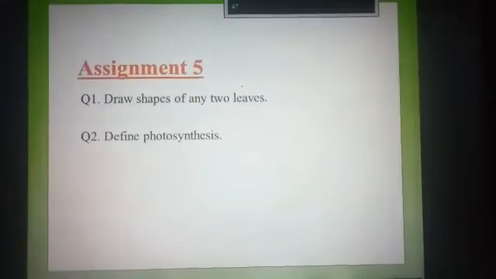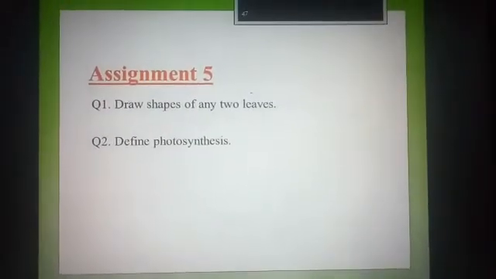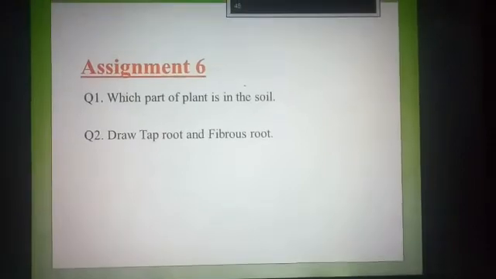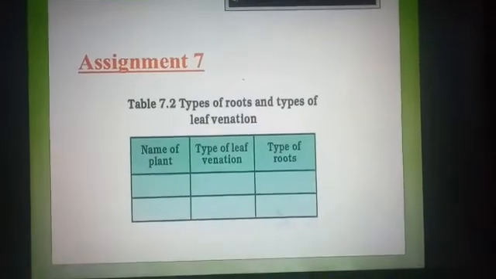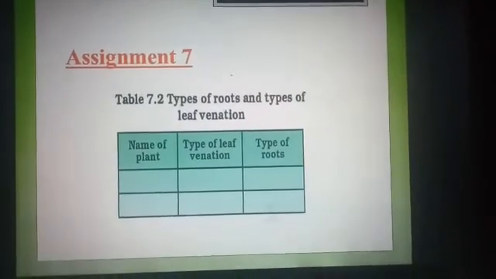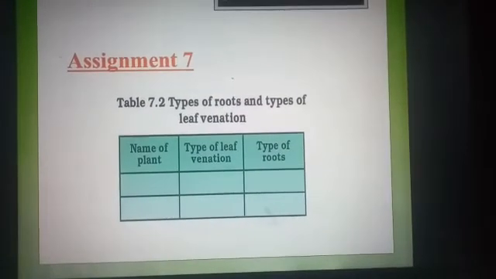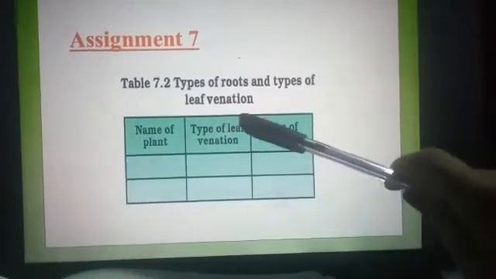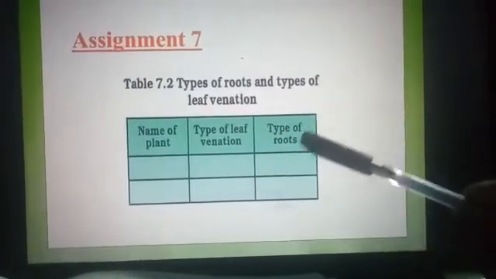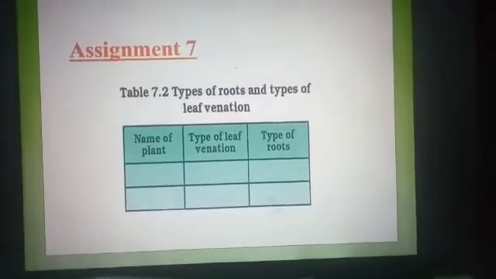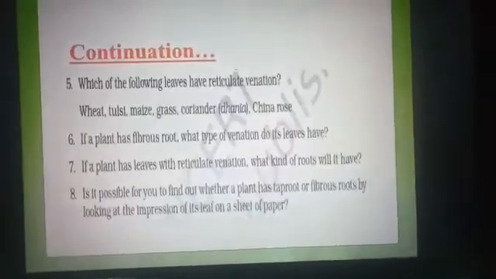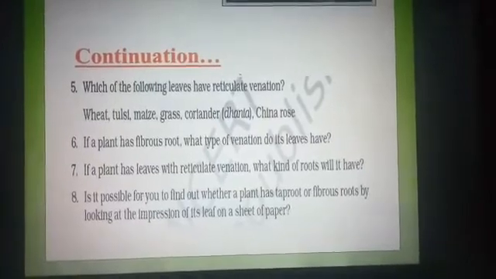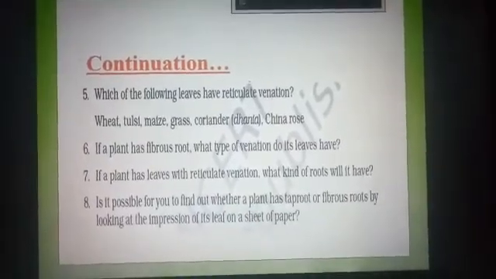Next we have assignment number 5. This you have already completed. Number 6 assignment, again you have already completed this. So for today's work, this is assignment number 7. Table 7.2. What you have to do? Name a plant. You have to write 2 plants, type of venation, right, and types of roots they have. Clear? Complete this in your science copy. And then continuation, question number 5th, 6th, 7th and 8 of your textbook, right?